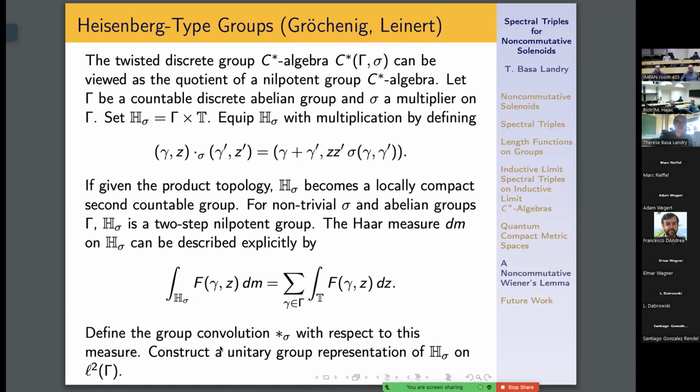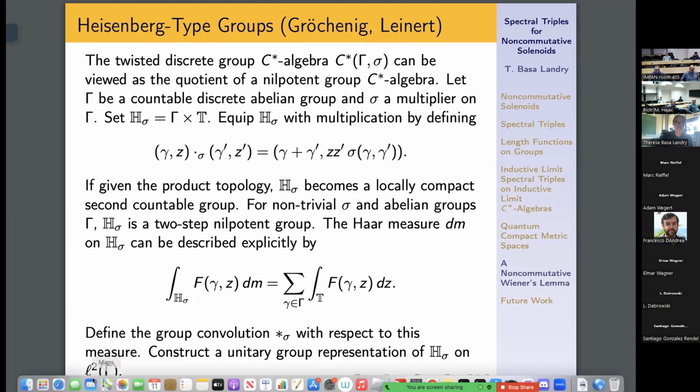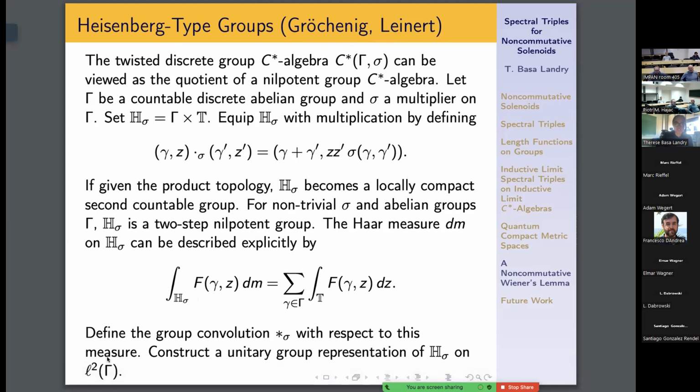So if you construct a unitary group representation of H sigma on the L2 functions, then this can be viewed as a quotient of this group algebra. And by the way, this happens to be an amenable one too. Point that out. So if I understand, sorry, this H refers to Heisenberg here. Heisenberg type, yeah. Okay.